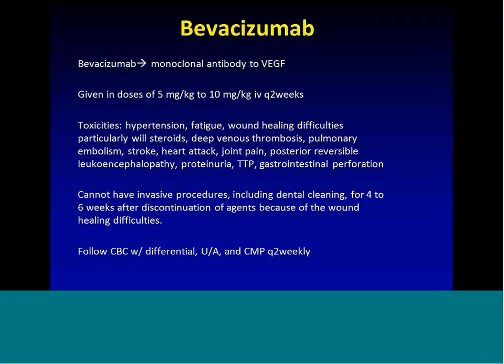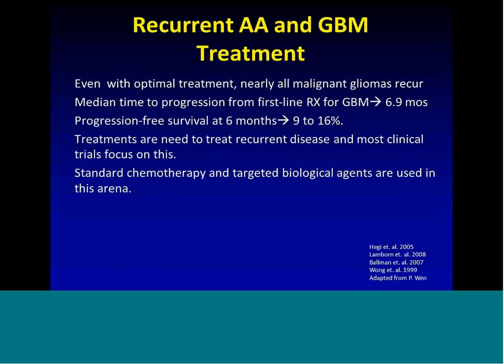Bevacizumab is given IV. We give it every 2 weeks. It can have a dose range anywhere from 5 to 15 milligrams per kilogram; if we give it on a Q3 week or a Q4 week schedule, they go up to 15 milligrams per kilogram. Toxicities, there are toxicities of bevacizumab, and also it can have complications with procedures associated with being on the agent because of the surgical implications. But it was primarily used for the treatment of recurrent GBM and recurrent AAs.